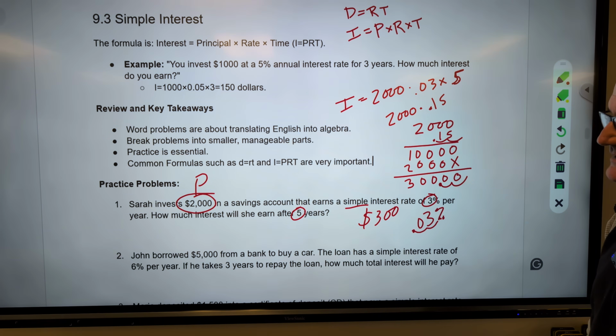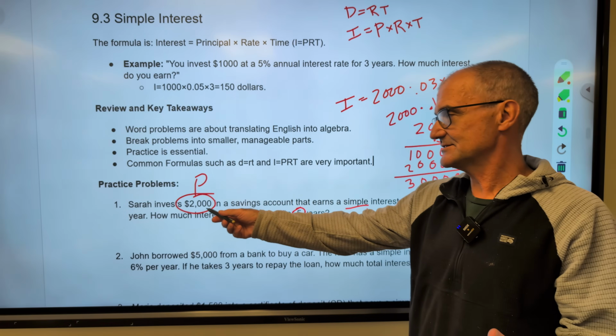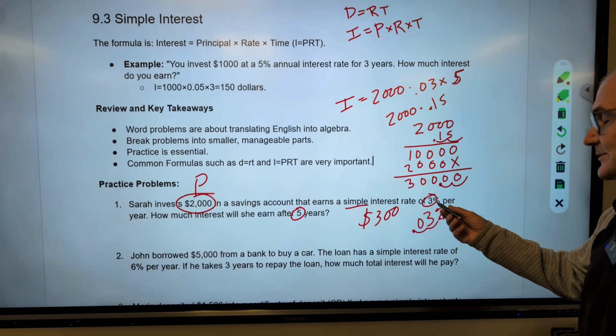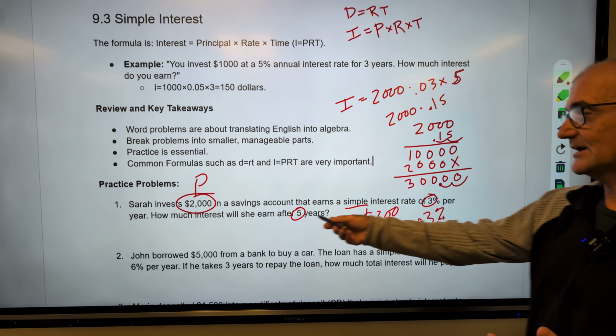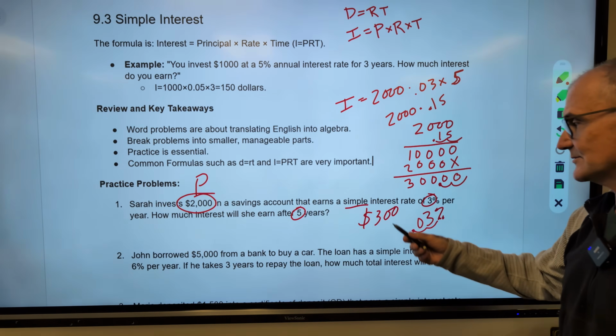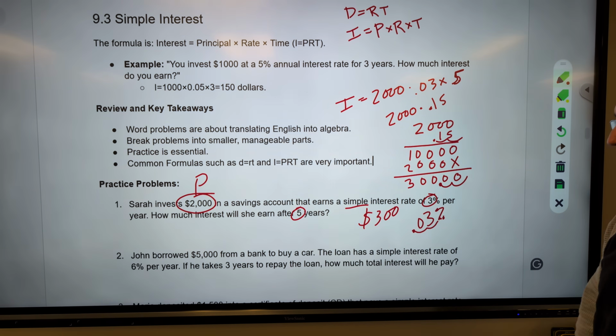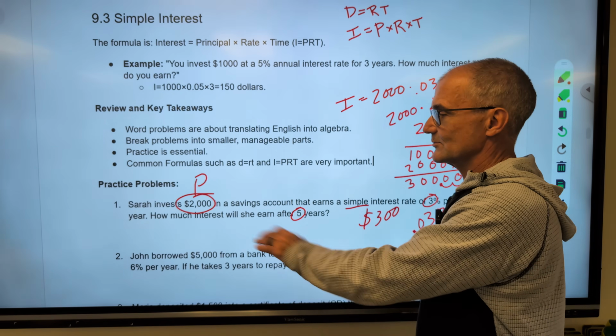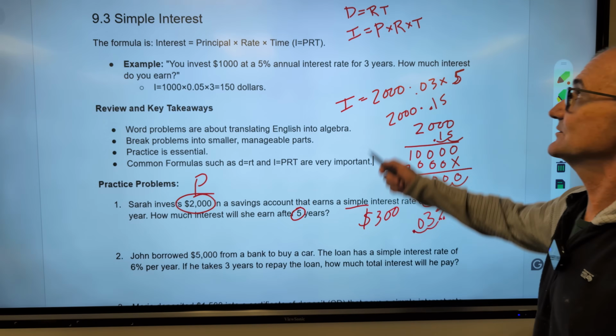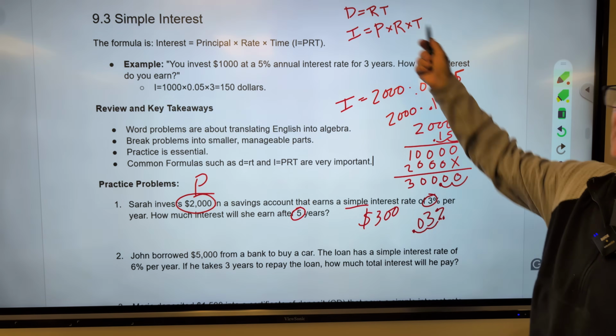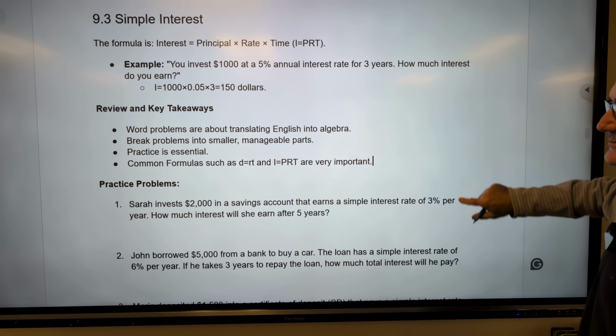And hopefully that makes sense. It kind of makes sense. $2,000 is a fair bit of money. 3% interest isn't that great. 5 years, a fair bit of time. So it works out to be $300. You could do it either way. Whether you got money in the bank or whether you're borrowing money, the interest you would pay is the same, PRT, principal times rate times time.